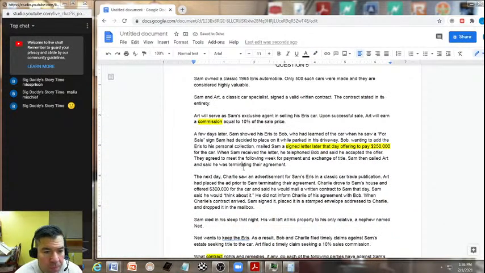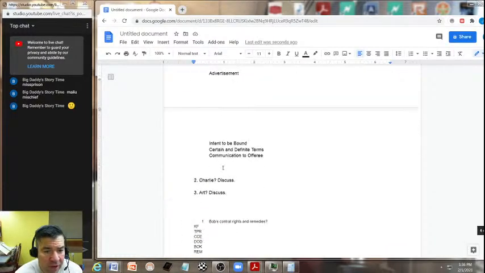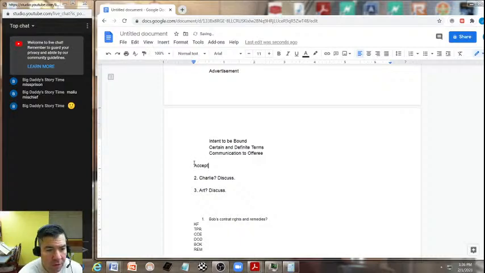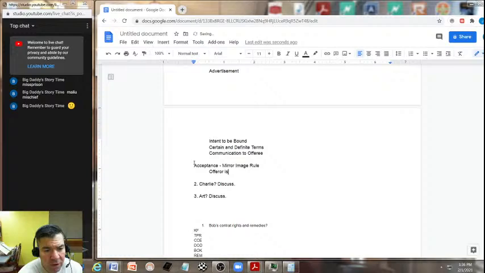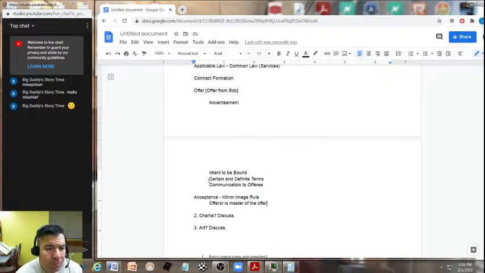For the car. When Sam received the letter, he telephoned Bob and said he accepted the offer. Now here's the interesting aspect. Under acceptance, we have an interesting aspect here of the mirror image rule. Remember, the offeror is master of the offer. Now, in this aspect, the argument can be made: is telephone acceptance the same or reasonably the same as a written letter offer? It's arguable. It could be considered reasonable. So we want to make sure to point that out, that there was unequivocal assent.